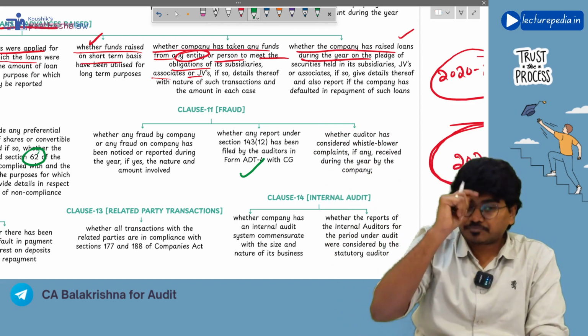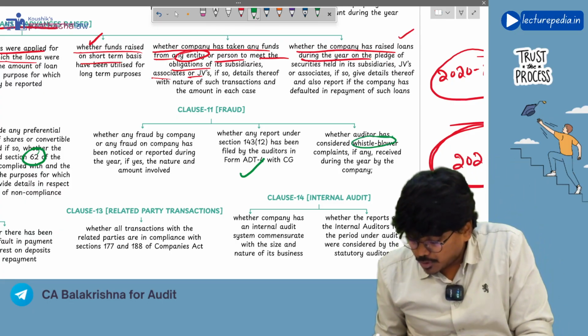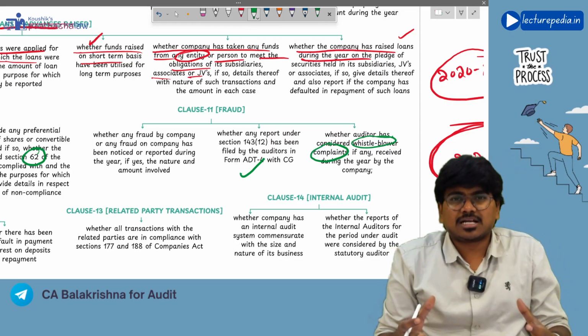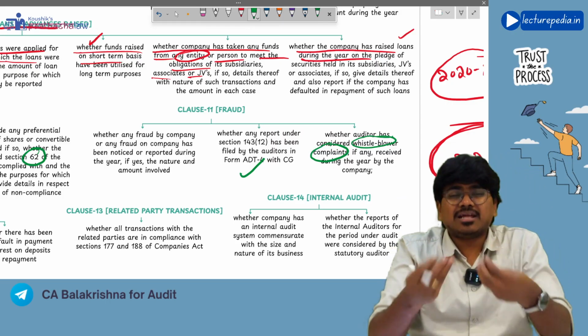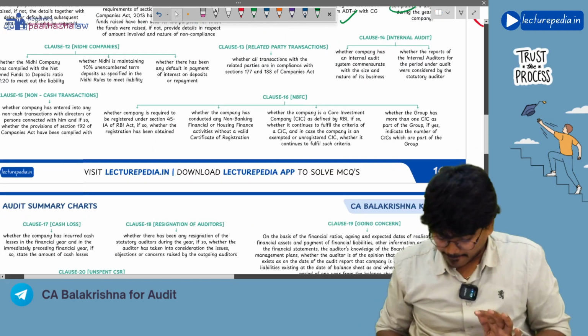Understood? Next, the auditor should also report whether he has considered any whistleblower complaint. See, whistleblower is basically a mechanism that will be there in the company to handle the complaints that come from the employees. Understood? Yes.